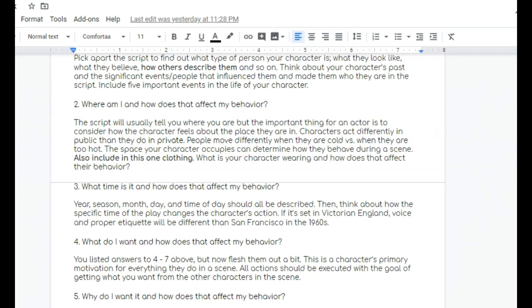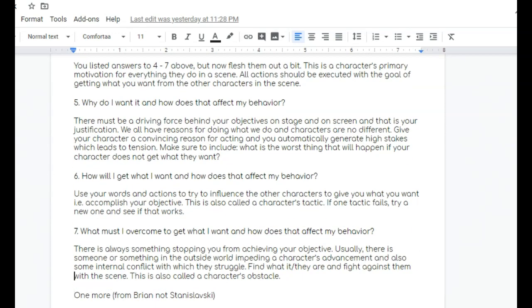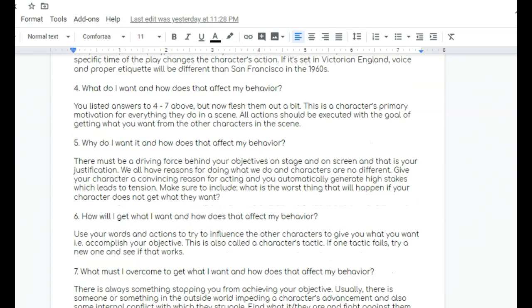What time is it, and how does that affect my behavior? Not just time of day, but season and month. And again, that sort of goes back to clothes. In summer, we tend to be more active. In winter, we're sort of cold and slow. And then obviously you get into things like historical settings, which are extremely important if that is the case for your senior monologue.